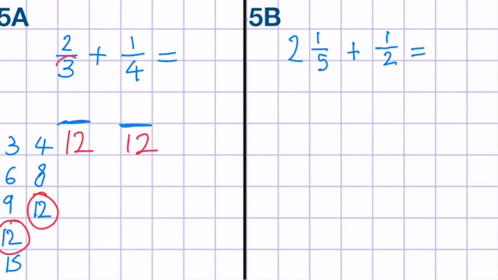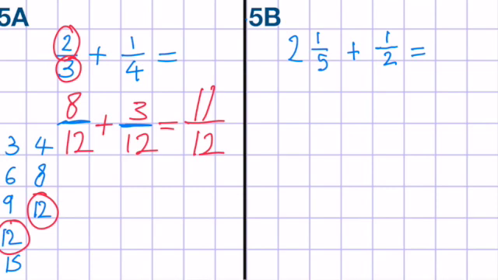So I've multiplied 3 by 4 to make 12, so I do the same to 2. 2 times 4 is 8. I've multiplied 4 by 3, so I do the same to the numerator. 1 times 3 is 3. Now I can find my answer. The denominator is 12 and the numerator is 11.